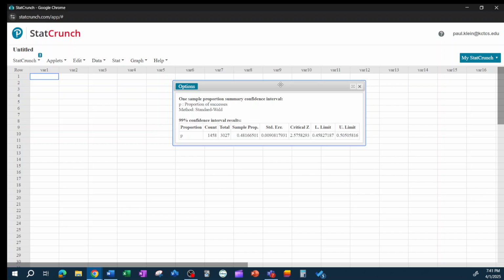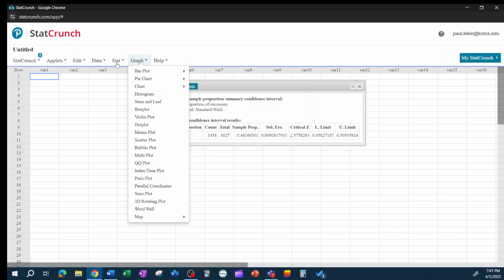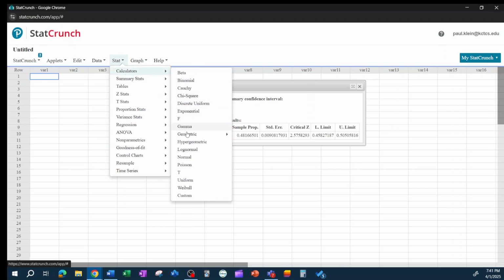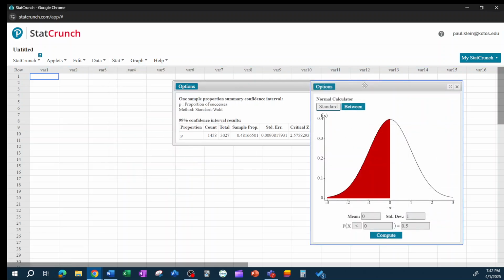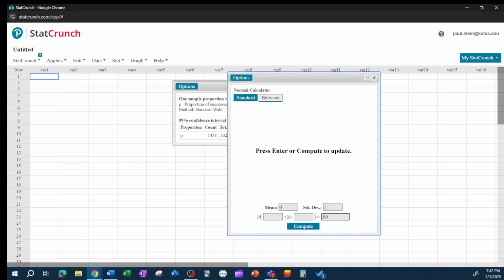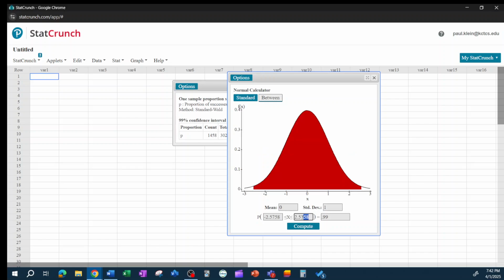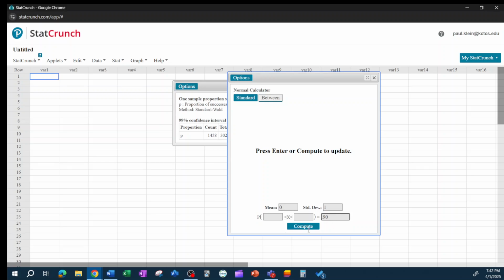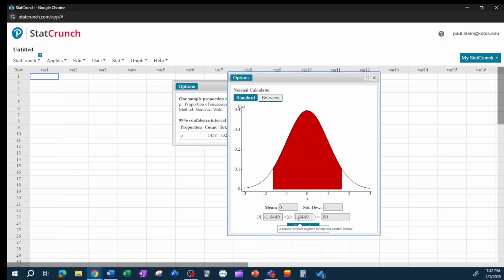Either way works, as long as you understand what's going on here. How do you get the 2.576? If you remember, stat calculator, this is normal because it's a proportion, and you need it to be 99%, so you put in 0.99 here. There is your ZC. If you put in 0.95, it's 1.96. 0.90 is another common one, 1.645.